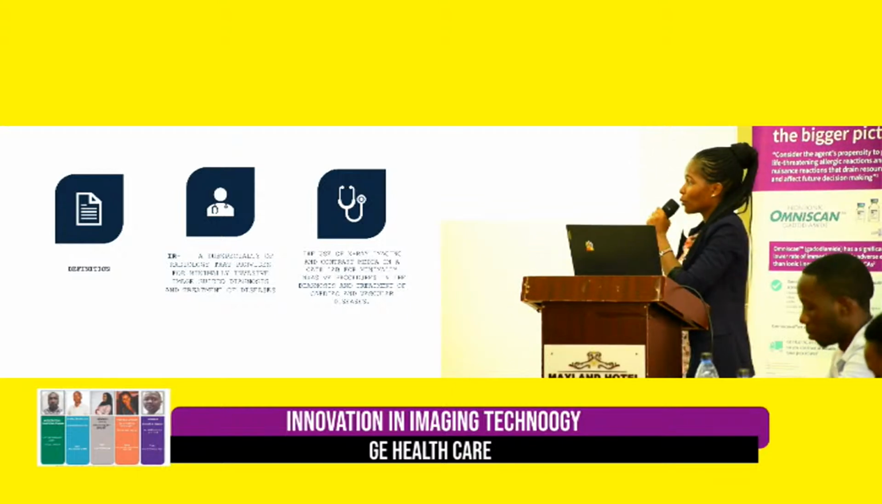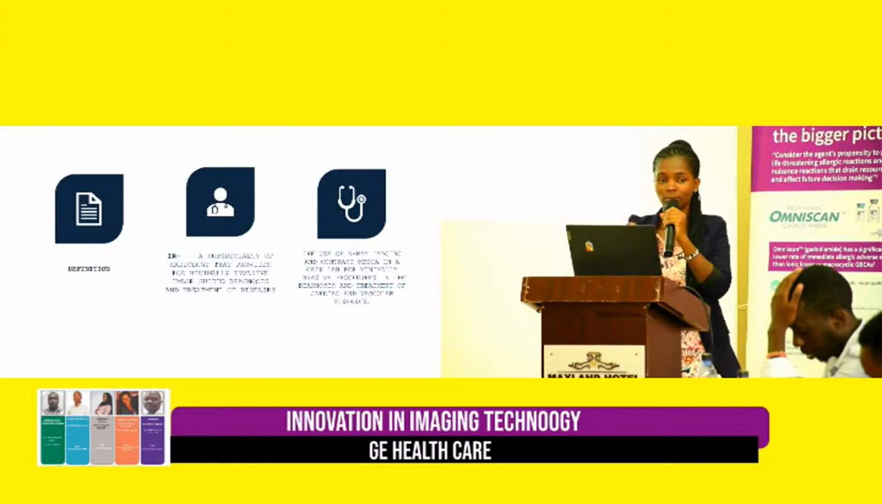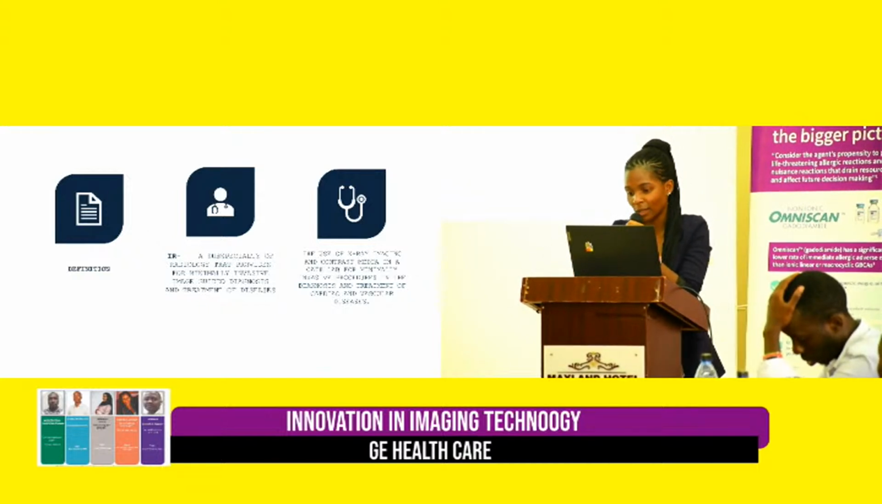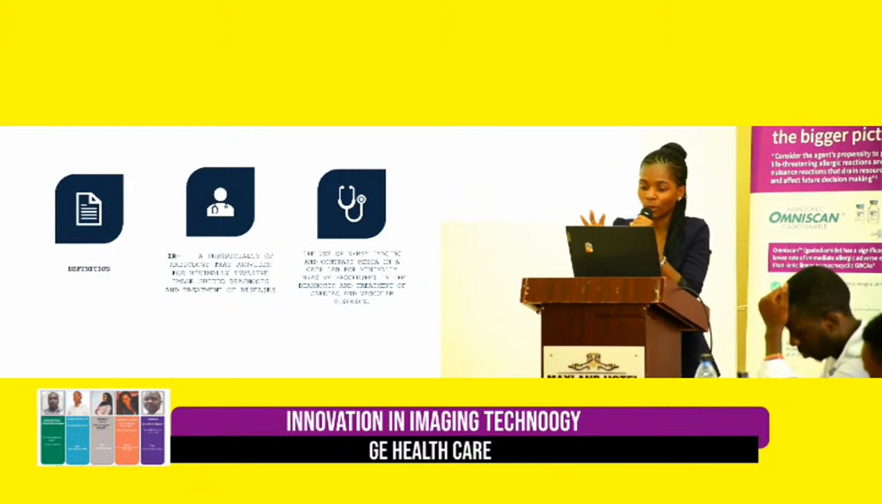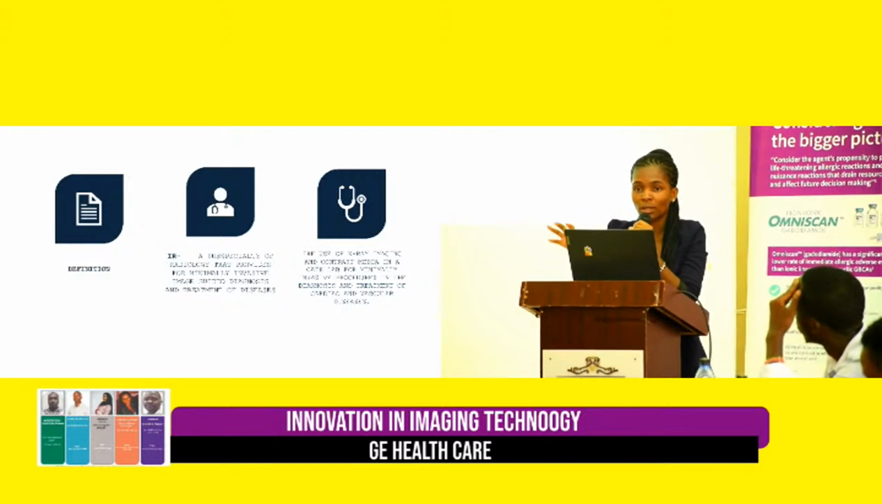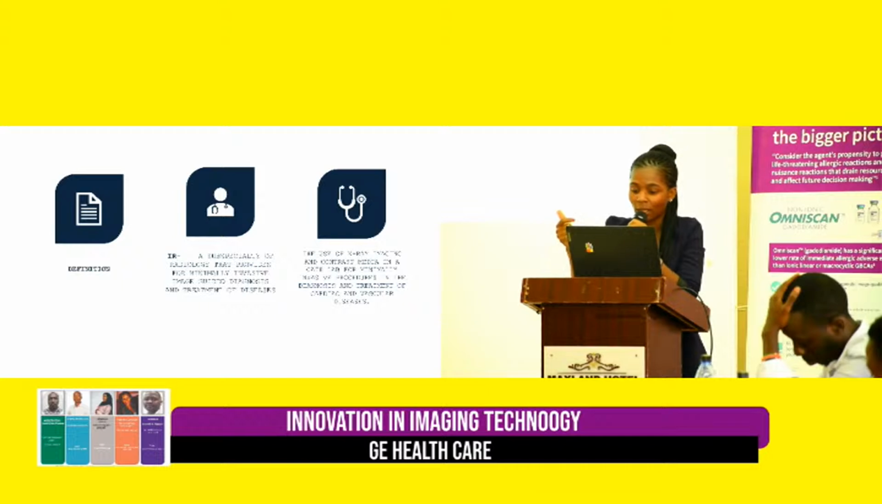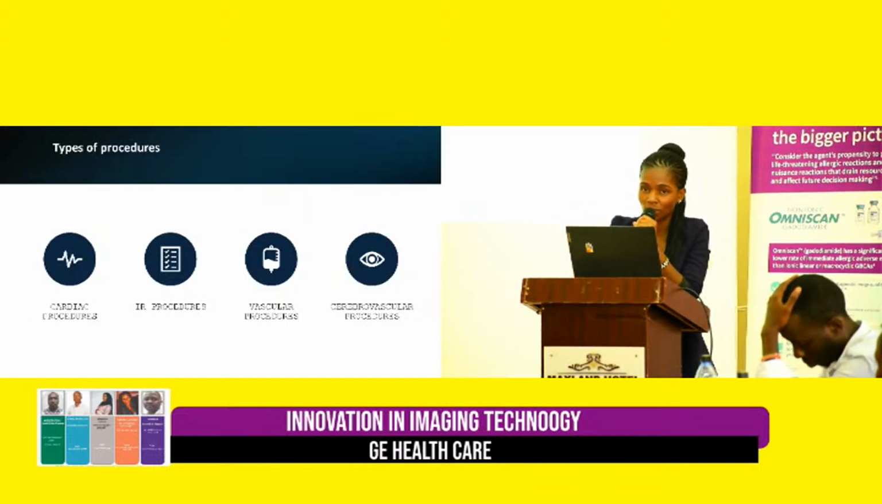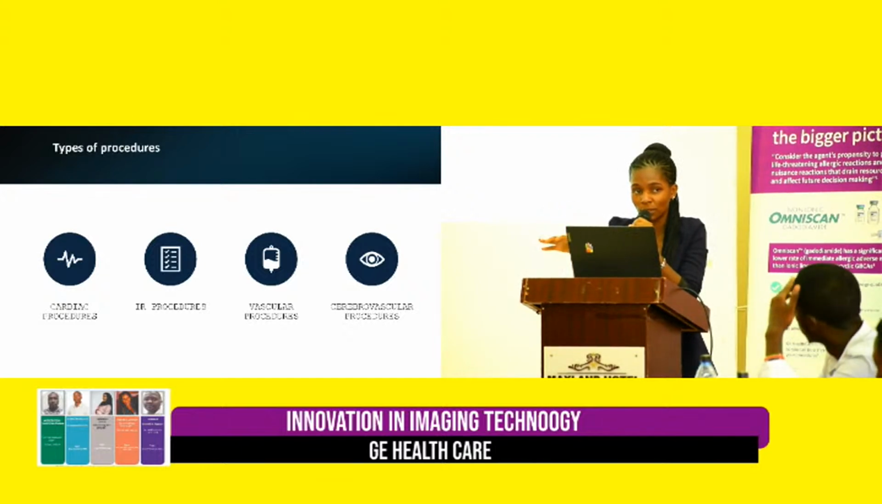So before I go to trends, first of all, what is IR, what is cath lab, what procedures are done in IR or cath lab. So I broke them up into 4. We have cardiac procedures, we have the IR procedures, there's vascular procedures, and cerebrovascular procedures. Cerebrovascular procedures, quote unquote, neuro procedures, okay? We look at each of them.